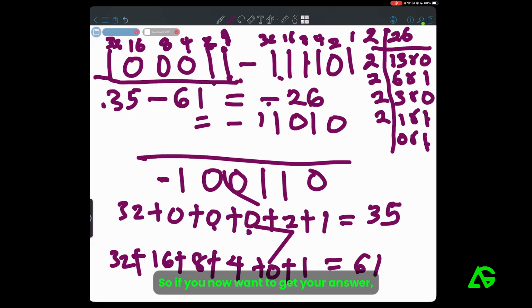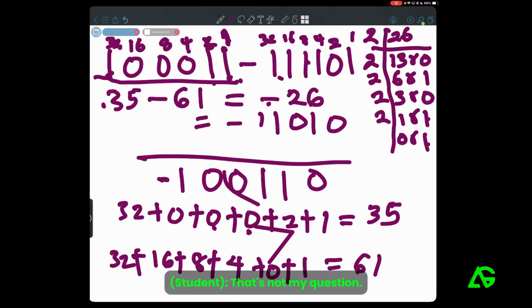So if you now want to get your answer, the weight times the value for that position, that is what you will do. So you will do it for each of the values, then you add all the results together to get your answer in base 10. Do you get it now?